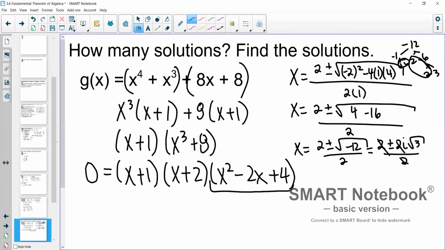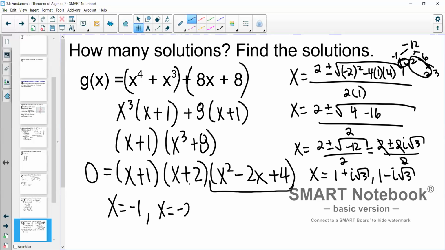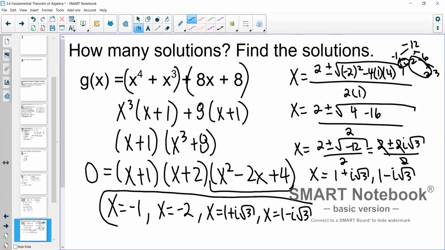Well, these 2's all simplify. And so really our other option for x is 1 plus i root 3 and 1 minus i root 3. So what are our solutions here? We have 4 solutions. We ended up with x equals -1 from this piece, x equals -2 from this piece, and then our last piece here actually gave us x equals 1 plus i root 3 and x equals 1 minus i root 3. And those are the 4 solutions. In this case, notice how we had 2 real and 2 imaginary.